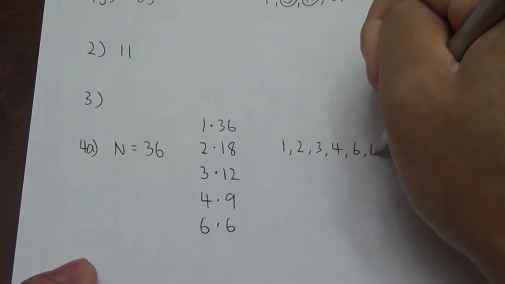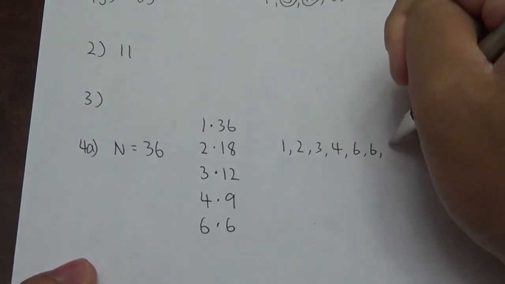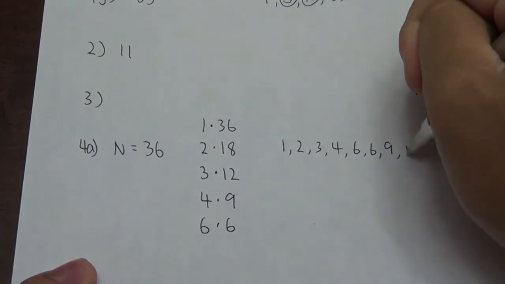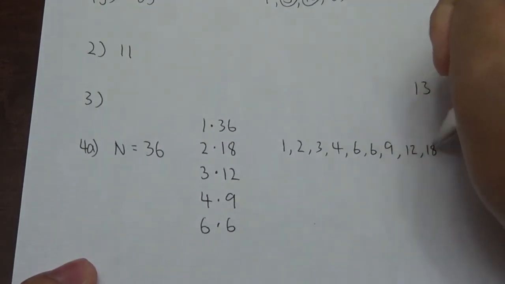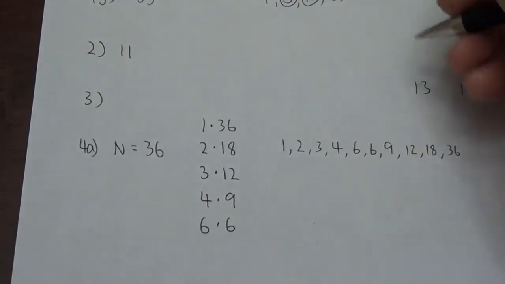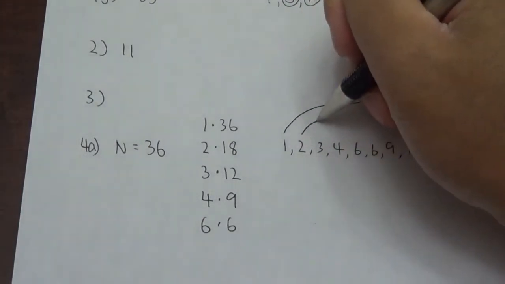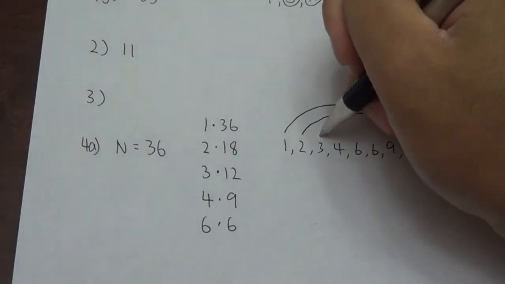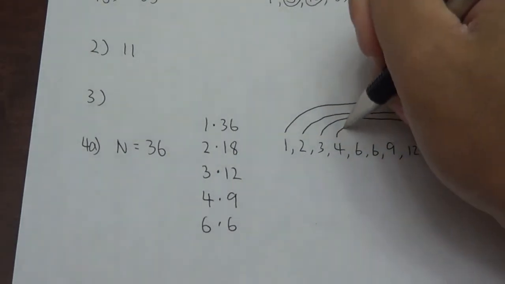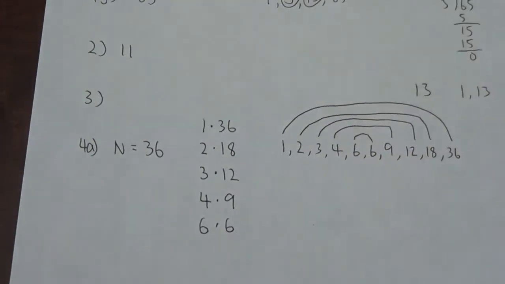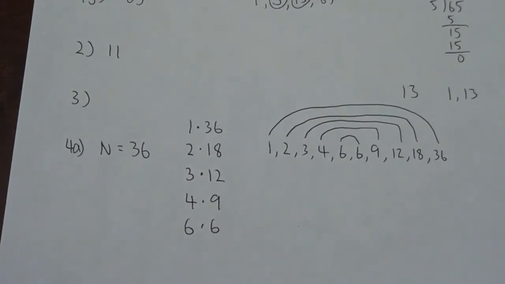And I'm going to list 6 again just because we have that other requirement of matching it up with its pair. So these are matched up together: 2 and 18, 3 and 12, 4 and 9, and then 6 and 6.